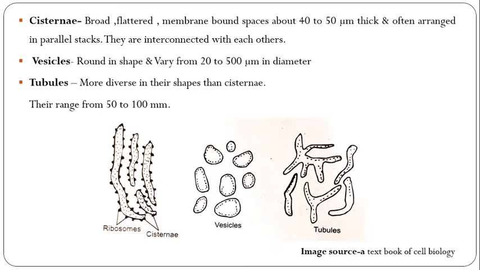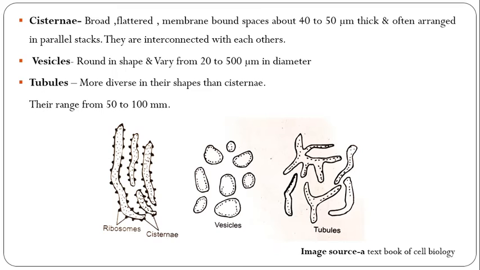Vesicles are round in shape and vary from 20 to 500 micrometer in diameter, so they are variable in diameter. And the tubules are more diverse in their shape than cisternae. Tubules vary from cisternae, and their range is from 50 to 100 millimeters.